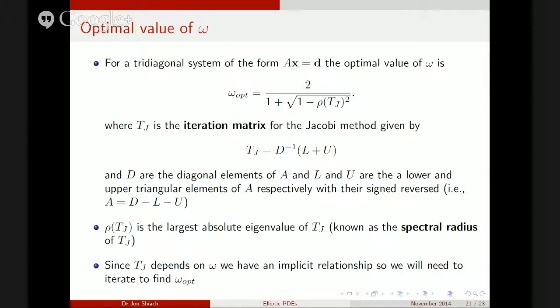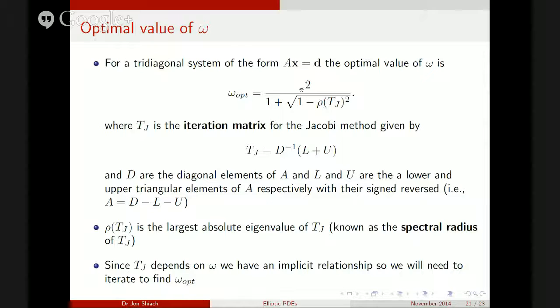I mentioned earlier the value of the relaxation parameter changes depending on the problem. It could be anywhere between 0 and 2. How do we know what's a good value? Well, the simplest method is to try a few values and see which one gives you the fastest convergence. That's perfectly valid. That's a method I use quite often. In some cases there is a possibility to get the optimum value, and in particular cases, a tridiagonal system gives us this optimum value.